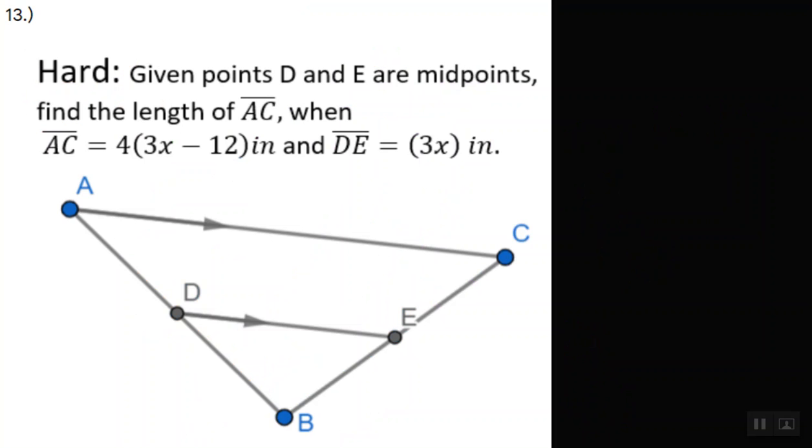Okay, this is a hard problem. It says given points D and E are midpoints. We know that that means that these two lines will be congruent, and of course those two lines will be congruent if in fact D and E are midpoints.